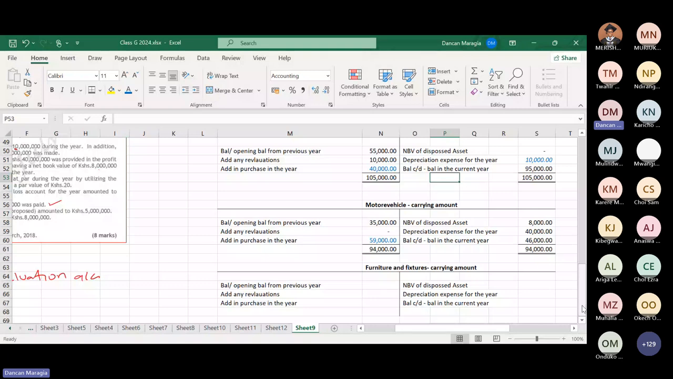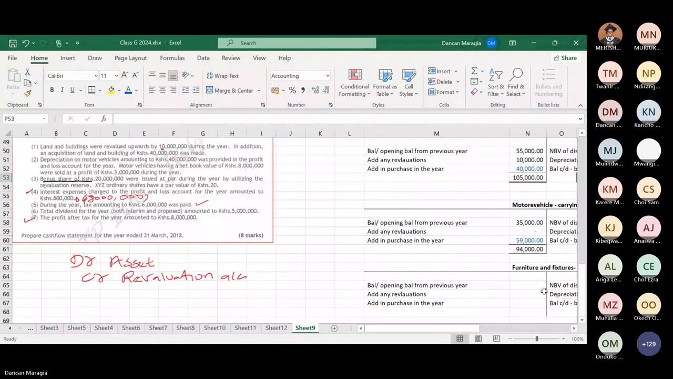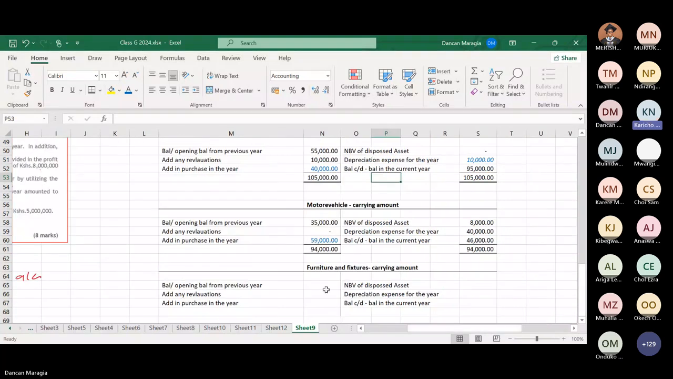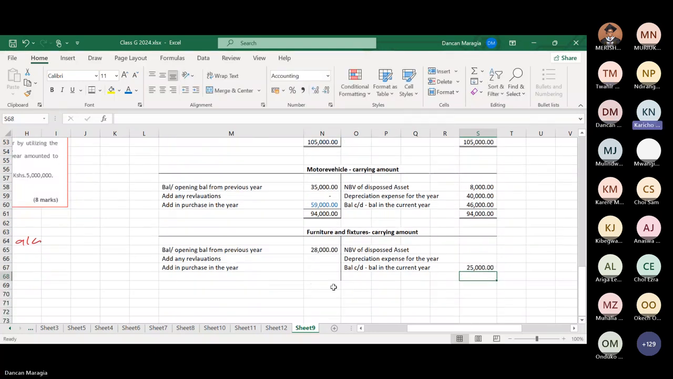Let's go to furniture and fixtures. Balance from the previous year, 28, and then now we have 25. We are not told of any revaluations in the year. And there is no disposal, because probably you would have been told the asset was disposed with a profit or a loss. Because of that, it's zero.